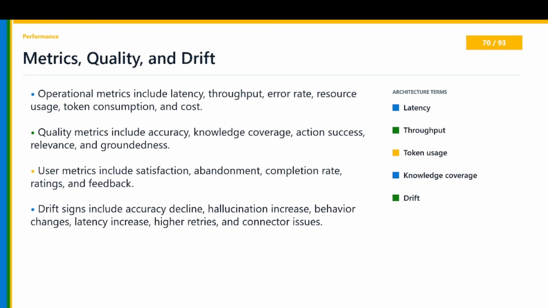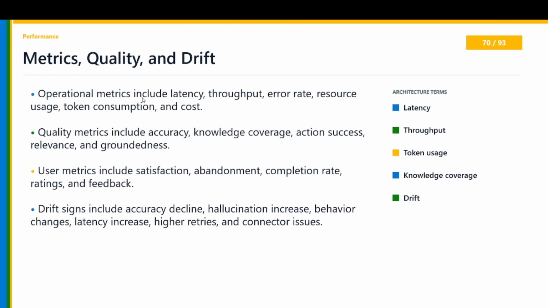So drifting is deviating from what the agent should give out, deviating from correctness to an incorrect answer. Changing is also part of the architecture terms. These are very, very important performance architecture terms that you should understand and have in mind. So metric, quality, and drift are the things we want to look at here.